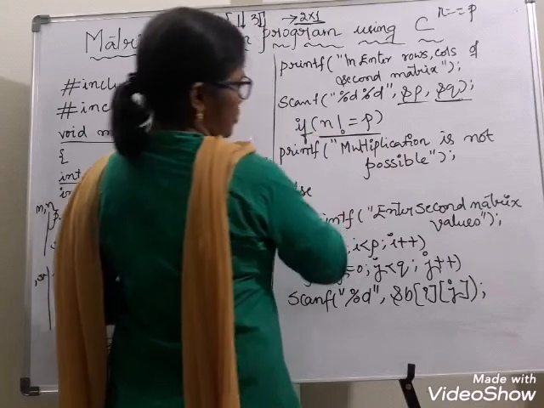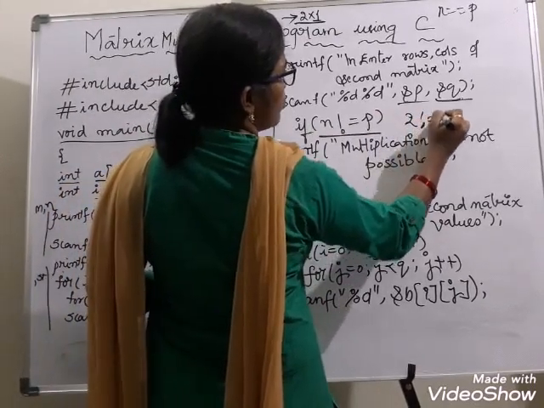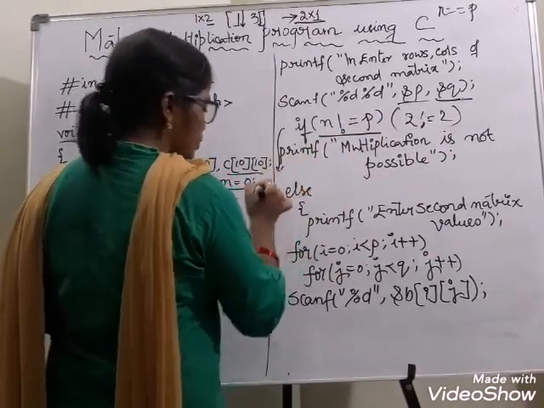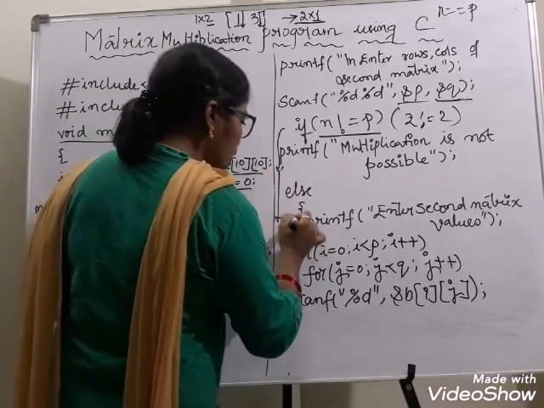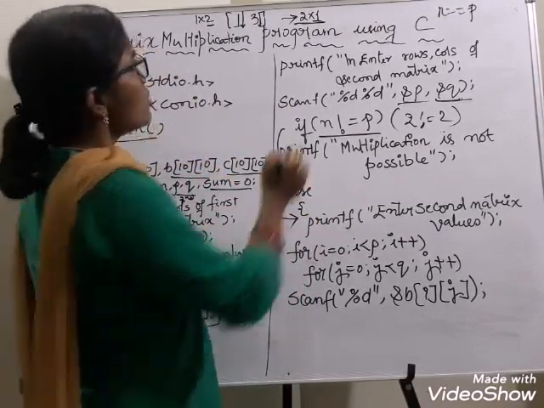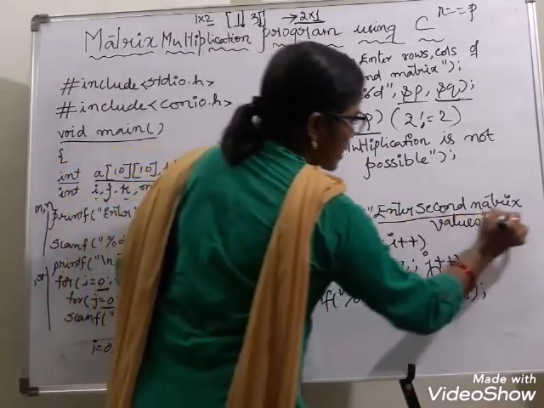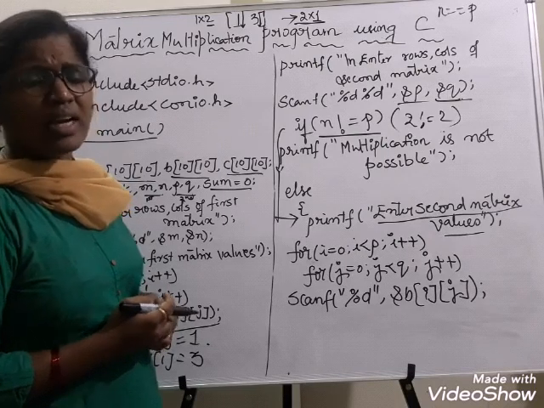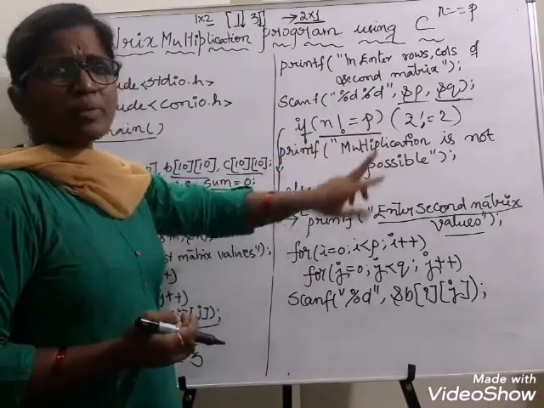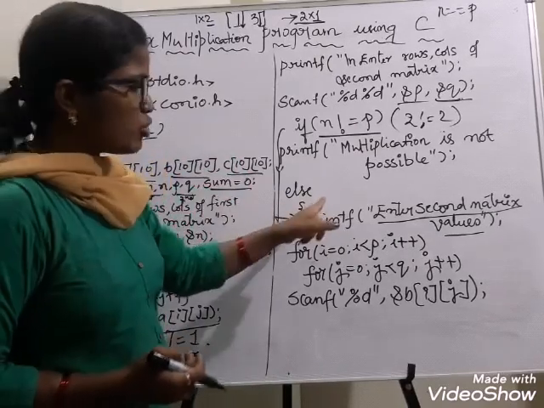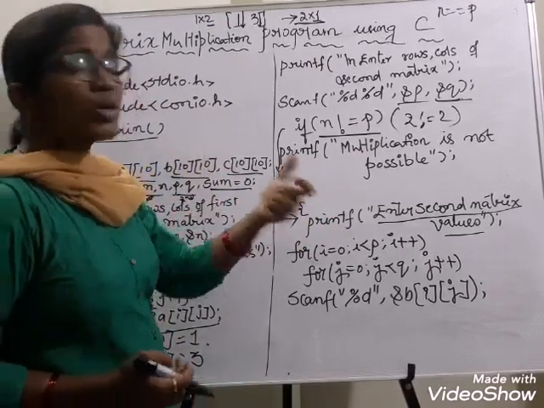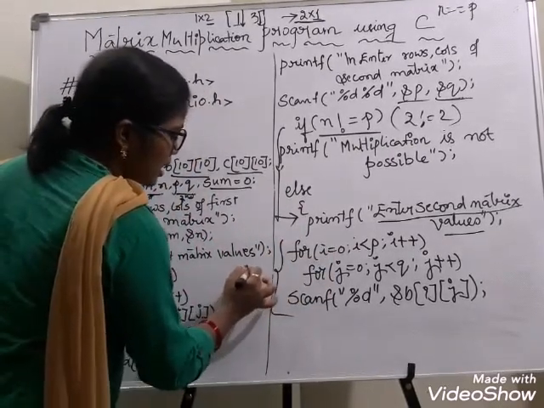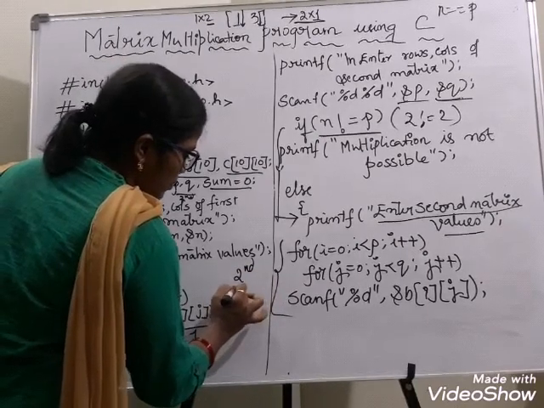So here I am checking. 2 is equivalent to 2, right? So it goes into the if block, else it comes to the else block. So here it is asking to enter the second matrix values, because it is possible to perform the multiplication over here. Performing the multiplication means you can read the values for the second matrix. So these 3 lines are for reading the second matrix values.